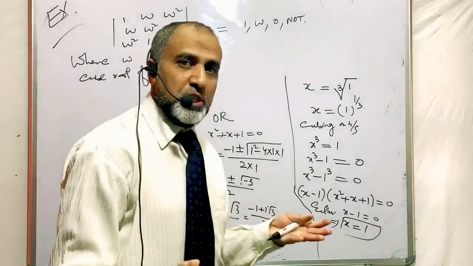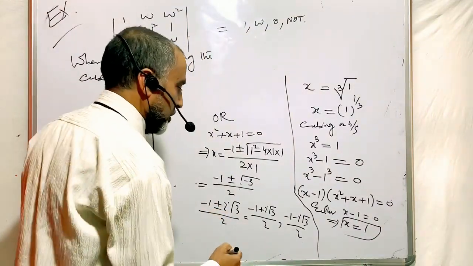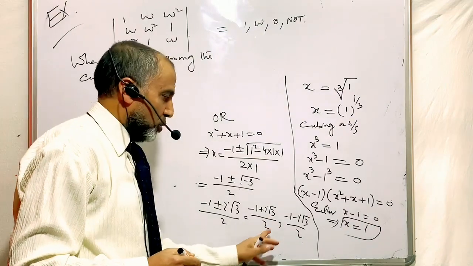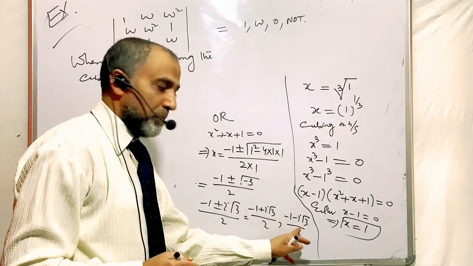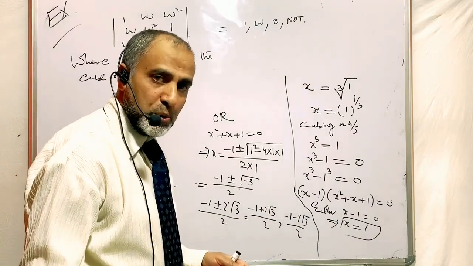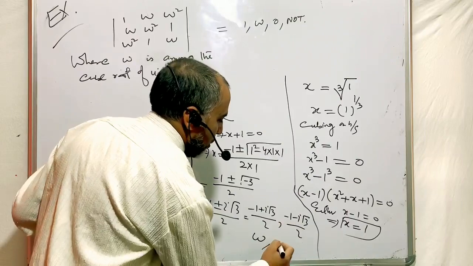Basically, we are discussing the cube roots of unity. We got 3 cube roots of unity as 1, minus 1 plus iota under root 3 by 2, and another is minus 1 minus iota under root 3 by 2. This minus 1 plus iota under root 3 by 2 is denoted by omega, and this is the omega square.